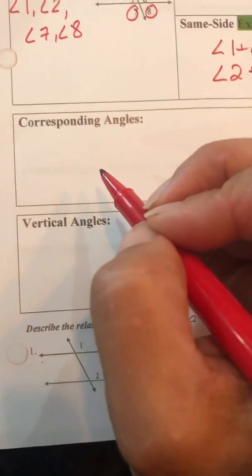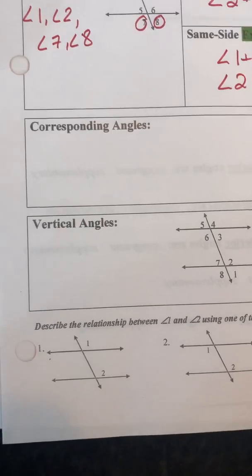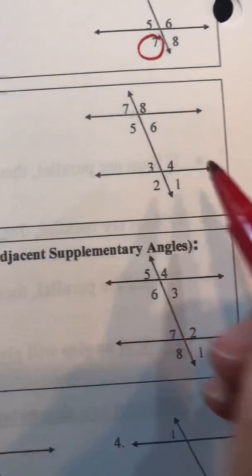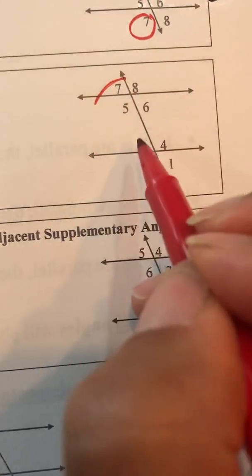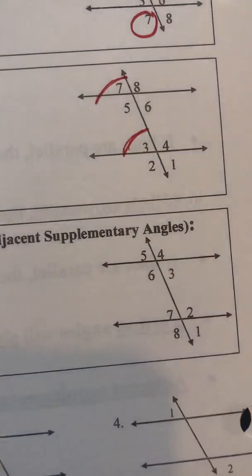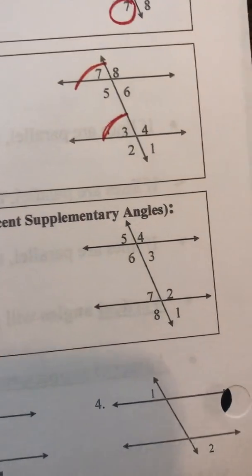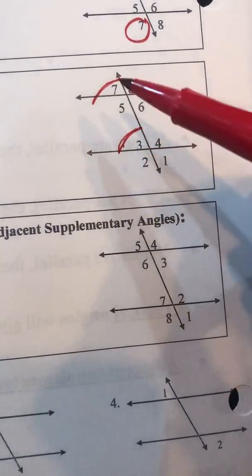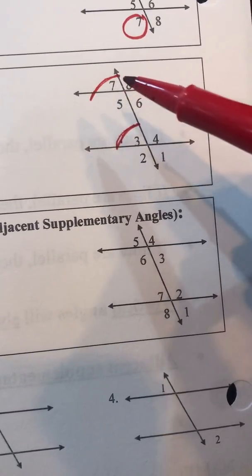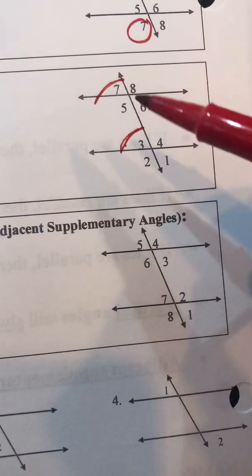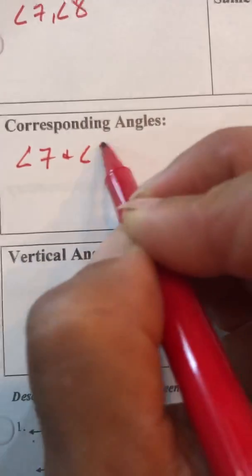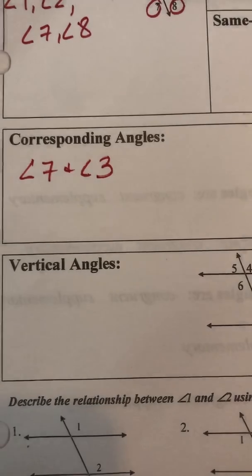Here's the harder one, corresponding angles. I'm going to just show you the angles. There's no clue in the word corresponding. So if I look at the picture, the first pair of corresponding angles is angle 7 and angle 3. They're on the same side of the transversal. One is inside and one is outside. So I don't know that I can describe it in words as much as I'm just going to list the pair. Angle 7 and angle 3 are corresponding.